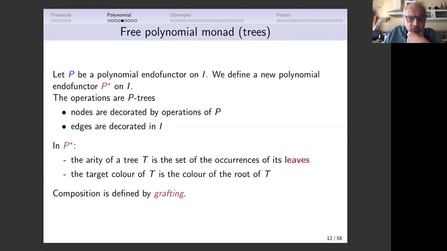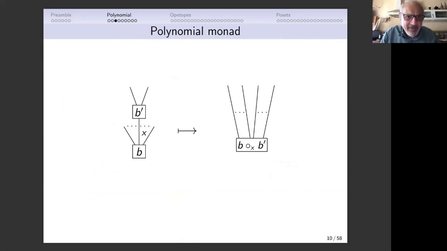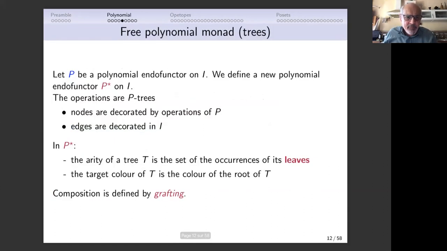Once we have a notion of polynomial monad, we are interested in building the free polynomial monad over a polynomial endofunctor. And this is the monad of trees. So trees, we will see trees in a minute. You can imagine it's trees of operations like this one, but then you put other operations on top of B prime, etc. So you build trees. And the important thing is that in this new polynomial functor called P star, the operations are the trees. The arity of a tree, that means its set of inputs as an operation, a tree has as inputs its leaves. And the target of a tree is the target of its root.